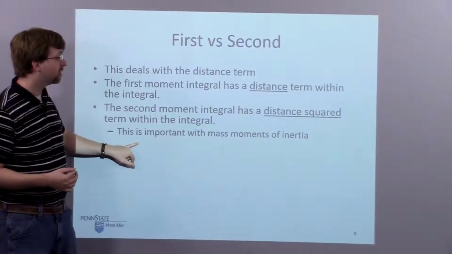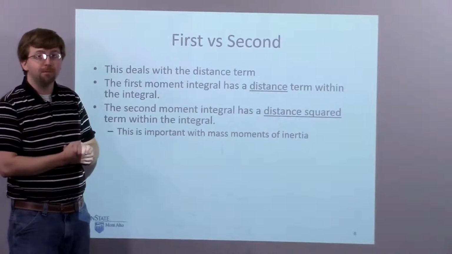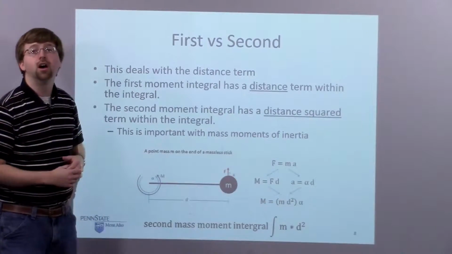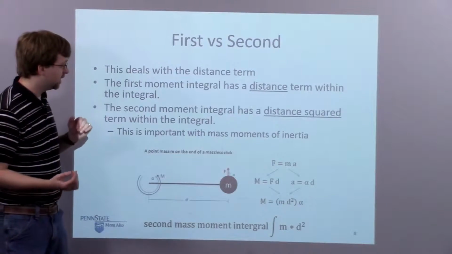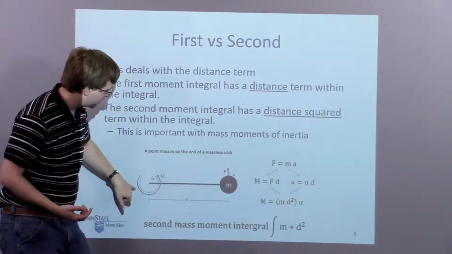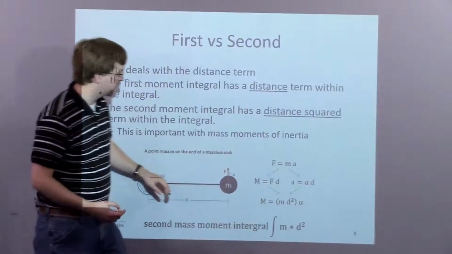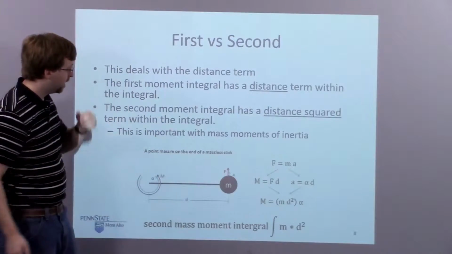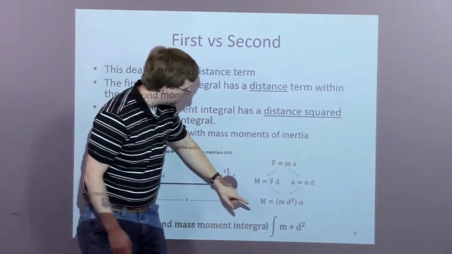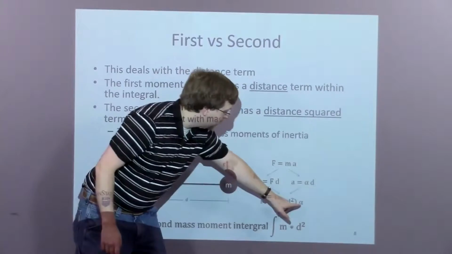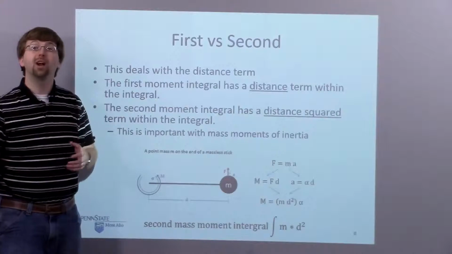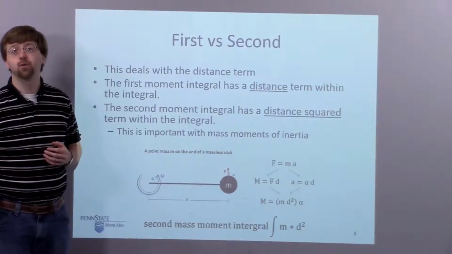Specifically, this distance squared term is going to be important for mass moment integrals because, as we're going to talk about later on with the mass moment integral pages, it relates angular acceleration to moments. So here I've got a mass on the end of a stick. If I rotate this around, starting with F equals ma out here at the mass, I can find that the moment is related to the angular acceleration alpha. It's m times d squared. So I actually need a d squared term rather than just a distance that I have for a normal moment.